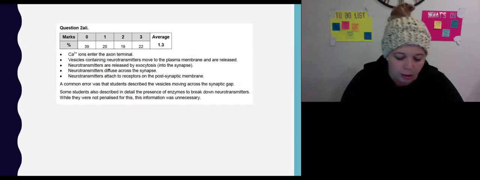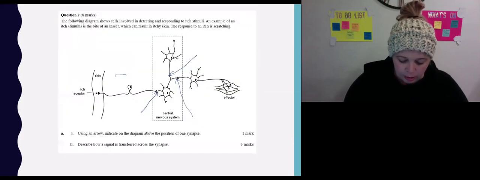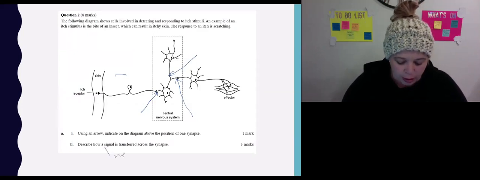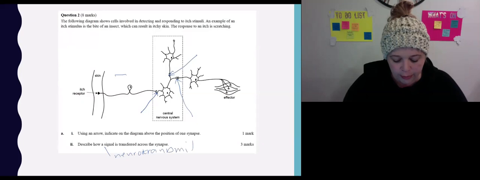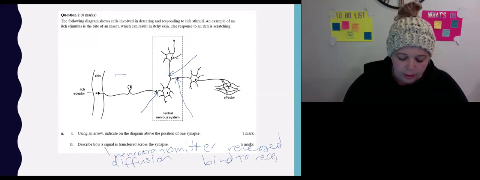We used to need to know about calcium ions entering the axon terminal. But more importantly, when we're talking about how a signal is transferred across the synapse, I would say that we would talk about the neurotransmitter. This is the new study design format. The neurotransmitter is released, then we get diffusion, then binding to the next receptor, and that's an extracellular receptor.